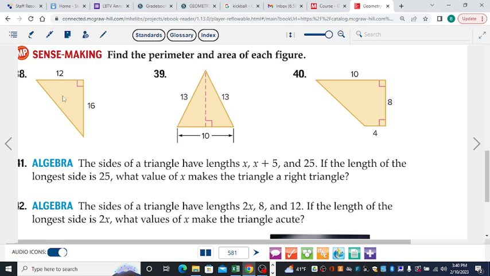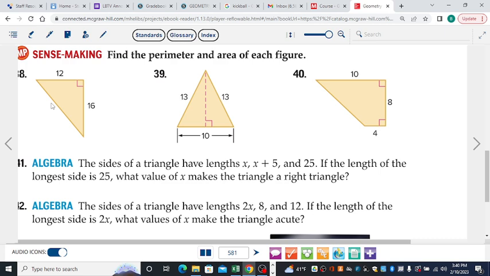To get the perimeter of number 38, you're going to have to figure out this third side. How are you going to do that? Well, you're going to use your Pythagorean theorem, figure out what that length is, and then add it to the other 2 lengths right here, okay? Now remember, if we're leaving it in simplest radical form, and this is not a whole number, then you want to keep the sum of these 2 separate from this one because it would be considered unlike terms, okay?